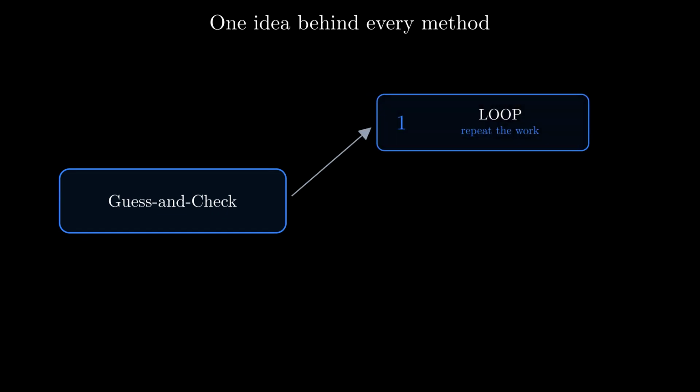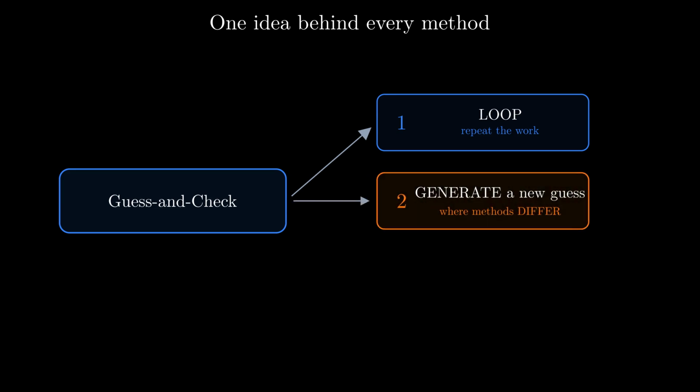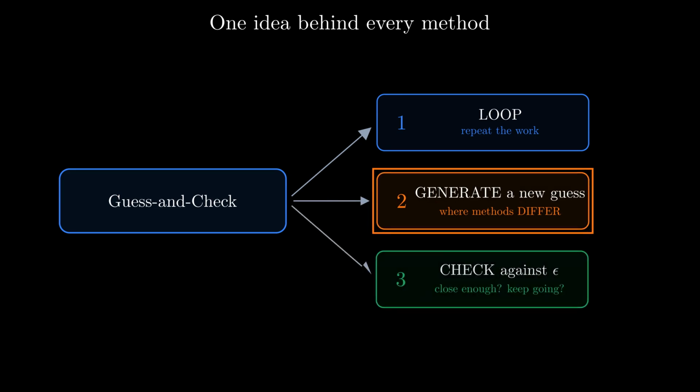Guess and check. We guess a value and check whether it's right or within epsilon of right. And each shares the same 3 parts. First, a loop, something to repeat. Second, a way to generate the next guess. This is where the algorithms differ from one another. Third, a way to check the guess against epsilon and to keep going if it's not close enough yet. Same skeleton, different guessing strategy.